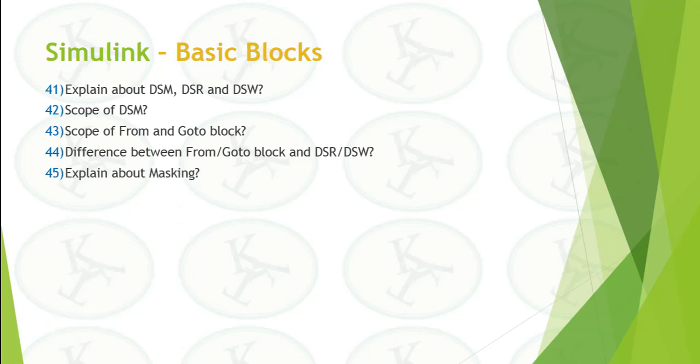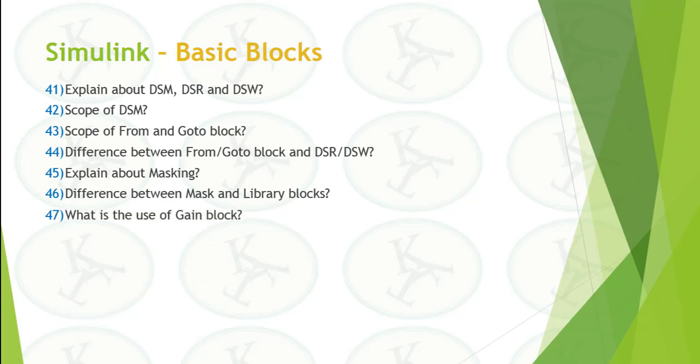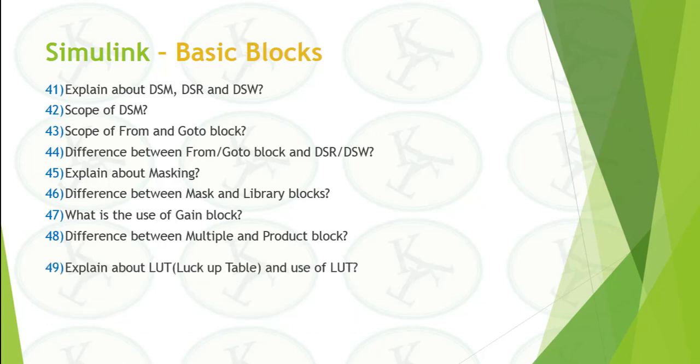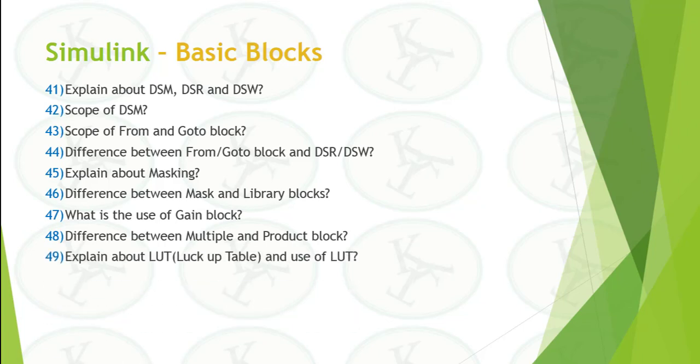Explain about masking. Difference between mask and library blocks. What is the use of gain block? Difference between multiple and product block. Explain about LUT, lookup table, and use of lookup table. That is when we will use that lookup table. Use of truth table.